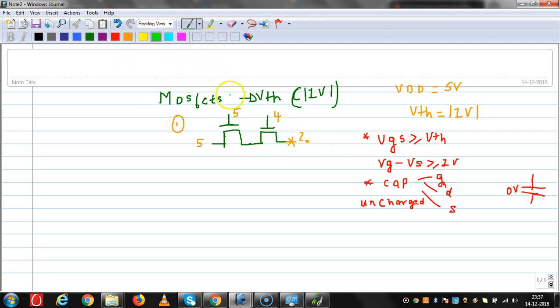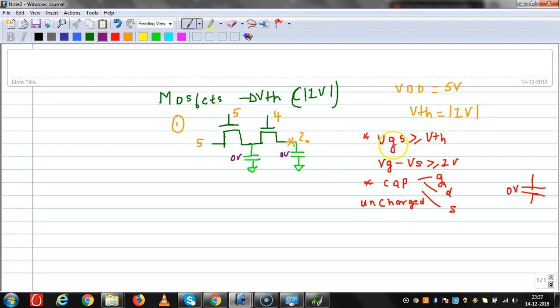Okay, let me just use green color to show the capacitors. Now, as I told you, we must consider the drain, the source, and gate all as capacitors. It means there is a capacitor over here, and there is a capacitor over here. We must just consider them as capacitors. And initially, let's say that they are uncharged. That is, the voltage across them is 0 volts. Both of them. 0 volts is the voltage. That is the initial condition.